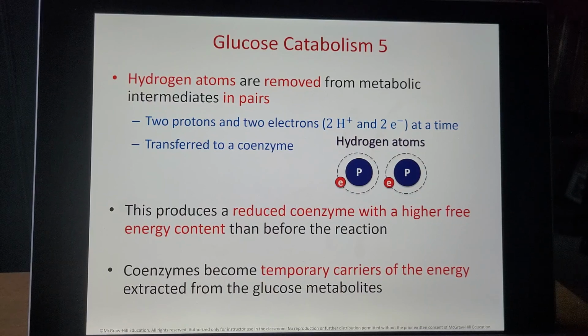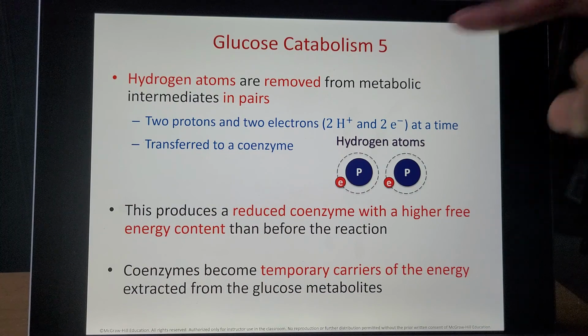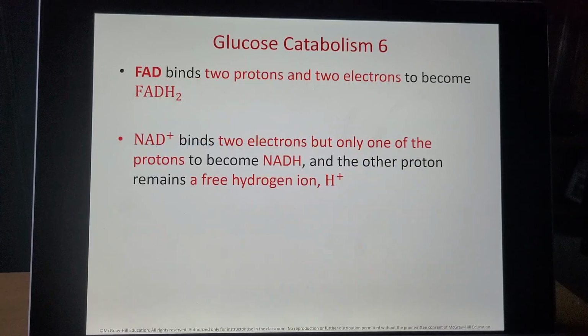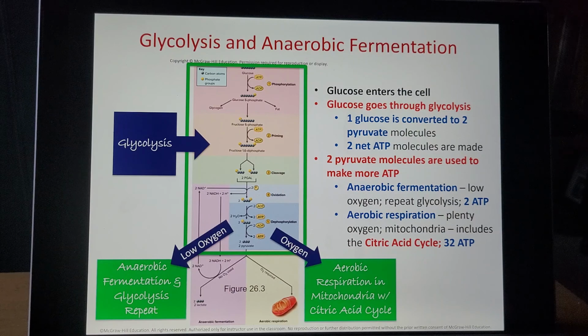When hydrogen atoms are removed, starting off from our pyruvate molecule, they're removed in pairs. So 2 hydrogen atoms, which have a proton and an electron, are transferred to a coenzyme, and then they keep getting passed along until they're able to set up a gradient for making ATP. Our coenzymes, FAD and NAD+, can bind to these pieces in order to transfer them. So we're going to look at this whole process and these different players.